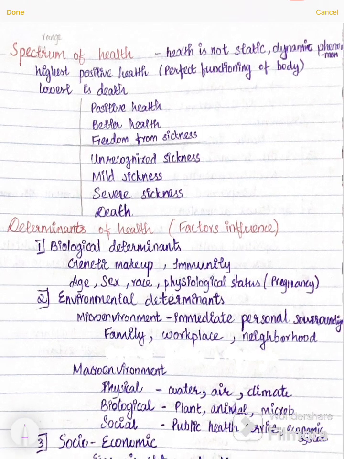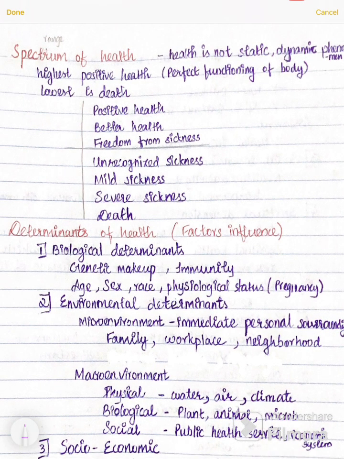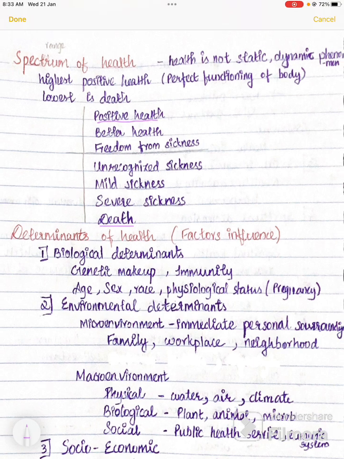So health is not static, it is a dynamic process. A person may have good health today, and may not have good health tomorrow. In the spectrum, the highest is positive health, the lowest is death. So a person may have positive health and better health, then freedom from sickness, unrecognized sickness, mild sickness, severe sickness, and then death.